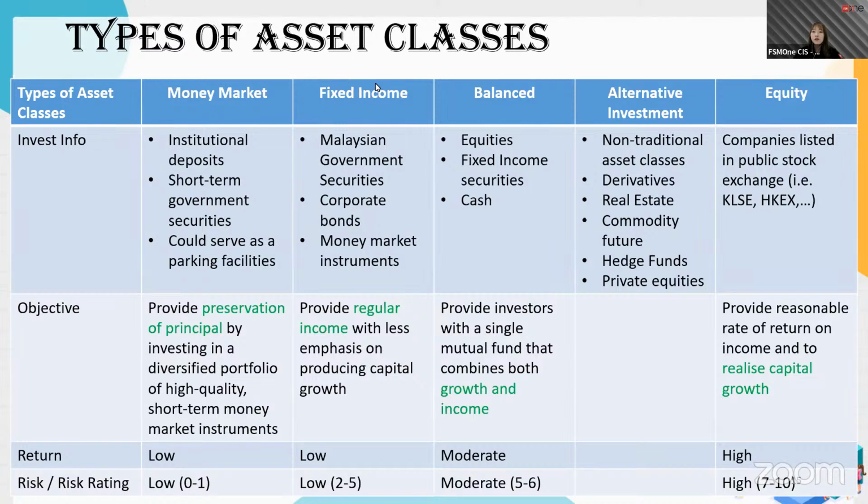And the next one is fixed income. A fixed income fund is a fund that invests into the bond market, such as Malaysian government securities and corporate bonds, and it aims to provide a regular income with less emphasis on capital growth. And next is the balanced fund. A balanced fund invests into both the bond market and also stocks. So it will have exposure to both types, and generally the investor will be looking for growth and also income in between.